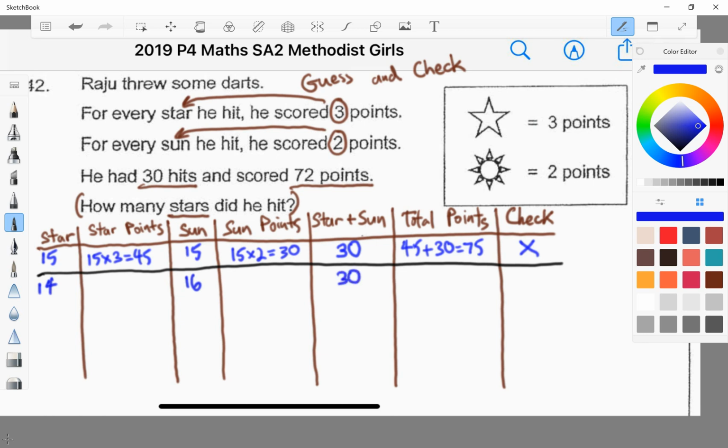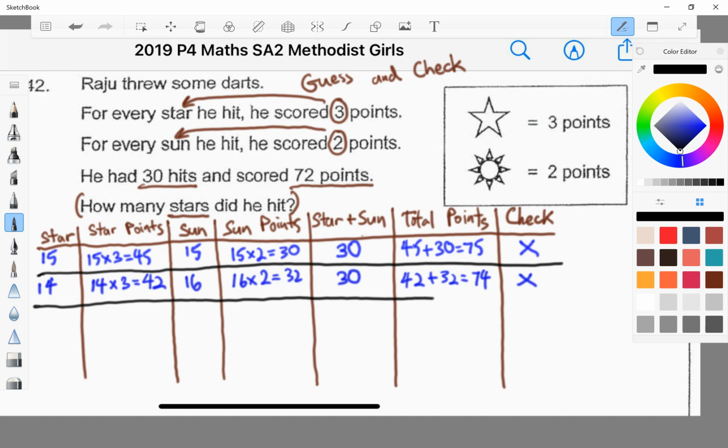So 14 times 3 is actually 42, and then 16 times 2 is actually 32. When I add them up, 42 plus 32, it gets me to 74. And it is still a cross for me. I am not at my answer yet. So our target is 72.